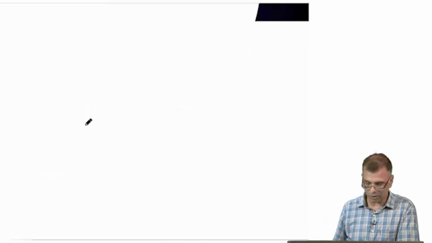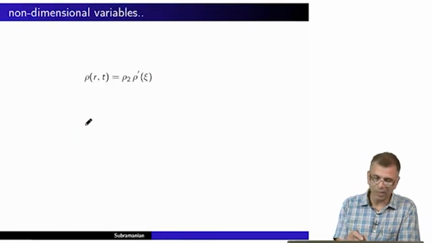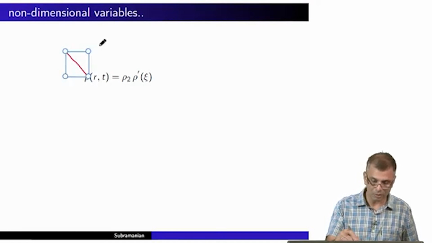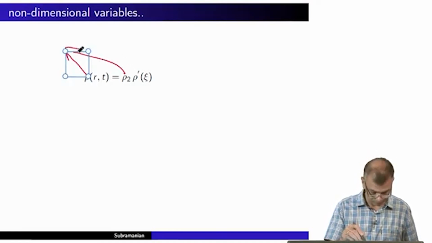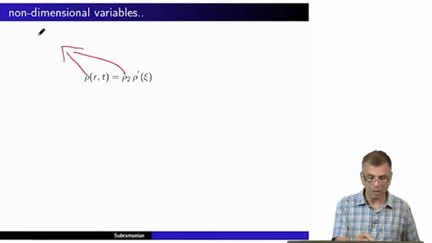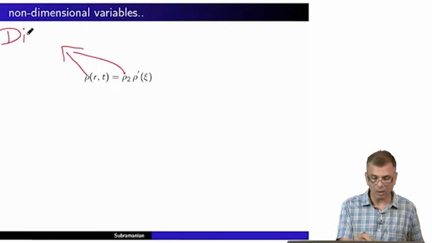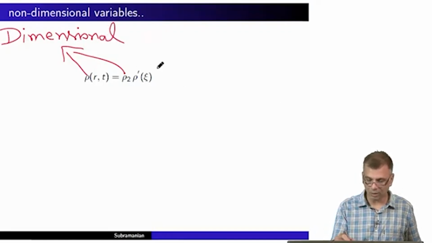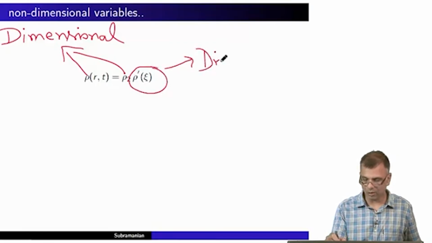And so what are the best ways of doing that? The primes would be the dimensionless density, and these are dimensional. So, for instance, this and this are dimensional, whereas this is dimensionless.